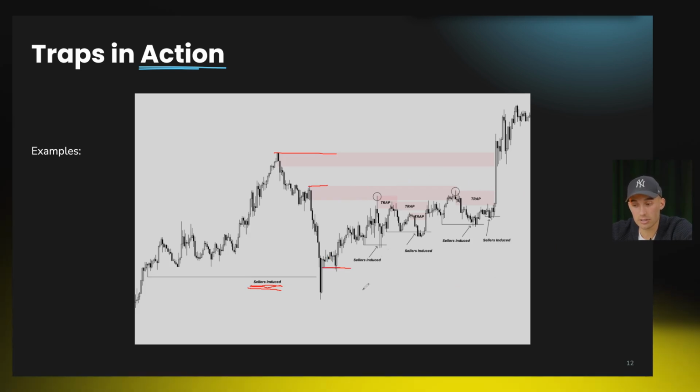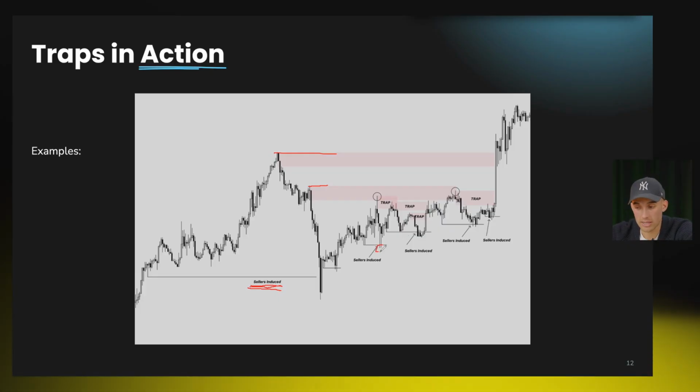Took out a low, inducing sellers. We took out a low, inducing sellers. Took out another low, inducing sellers. And then finally on the lower time frames in here, we take out a low and we induce sellers once again. The more you understand this, and once we get into the later lessons on entries, you'll soon realize that all of these areas, these are entry opportunities, okay? The market has simply presented over 1, 2, 3, 4 different opportunities to buy this market back up.